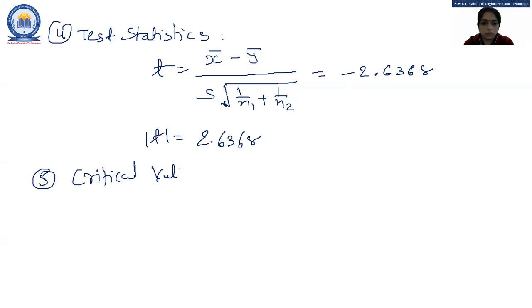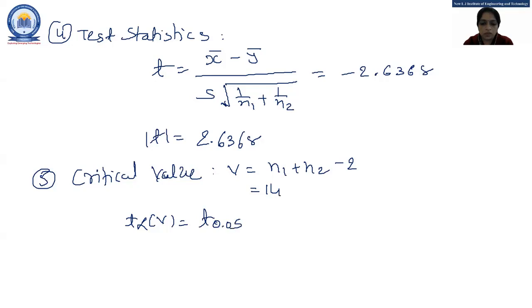And the fifth one, critical value, and that is T alpha V, and for that V is n1 plus n2 minus 2. So 9 plus 7 minus 2 is 14. So here T alpha V, so T 0.05, 14, and that is 2.145.